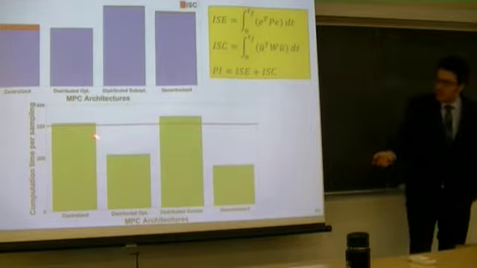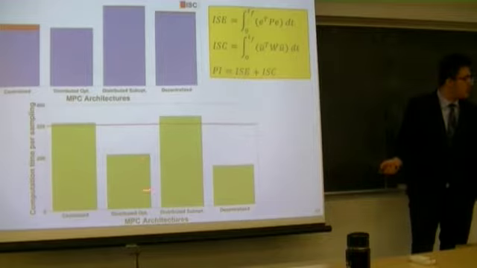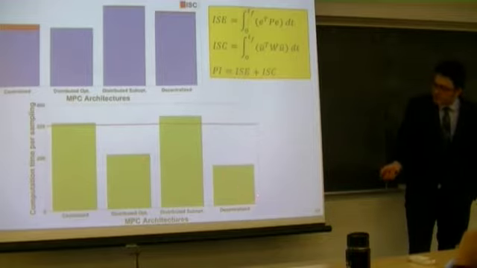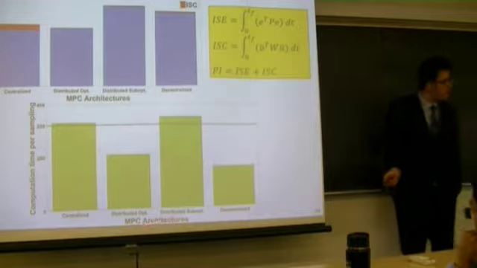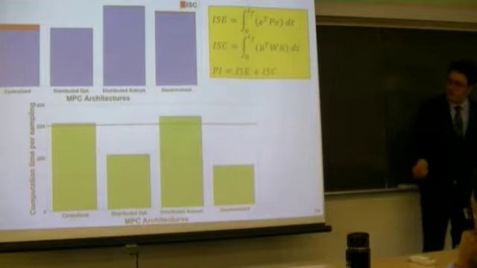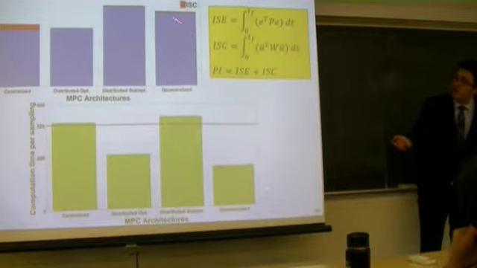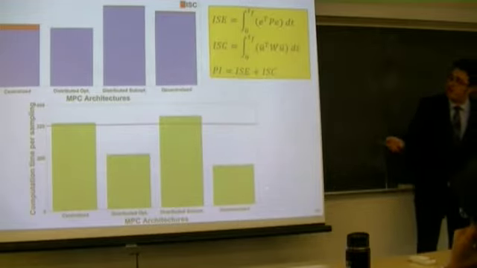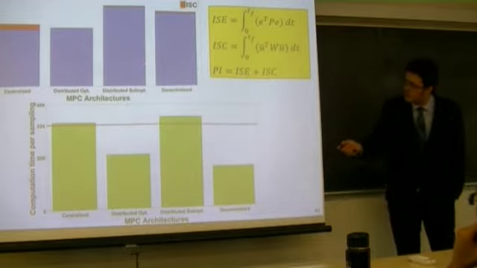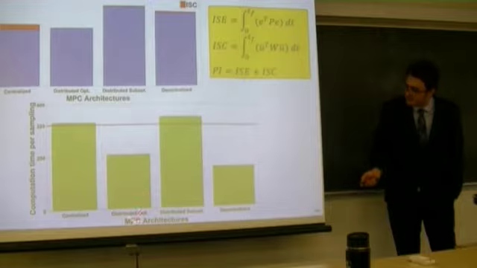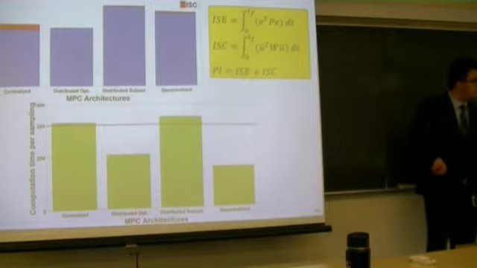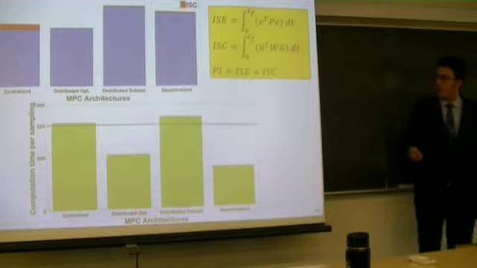And this figure shows the required computation time for the implementation. As you could see, the decentralized control architecture, of course, requires less computation time. However, when we consider the performance index, the best result is distributed MPC using optimal decomposition.